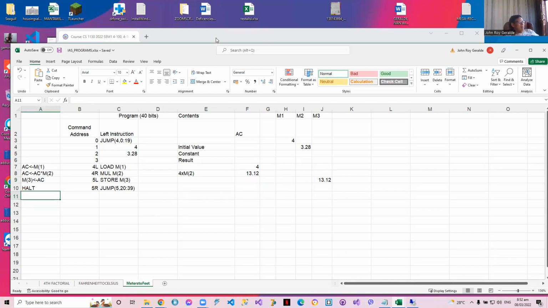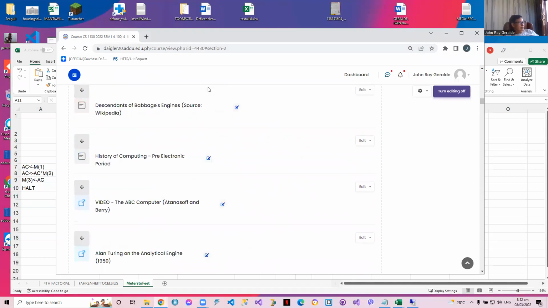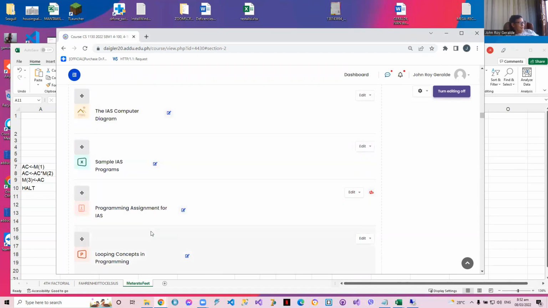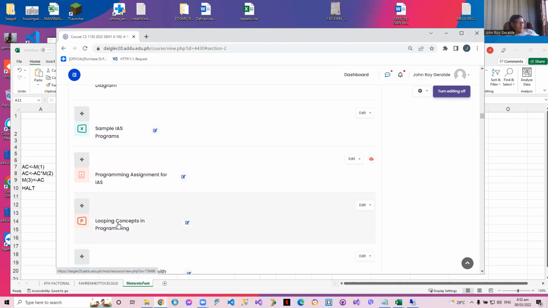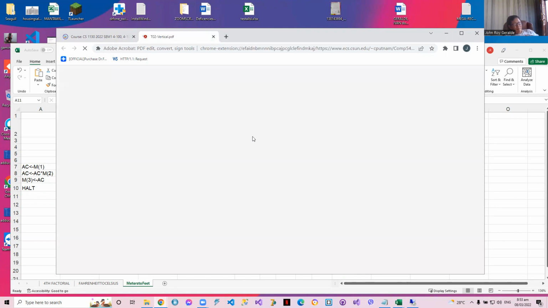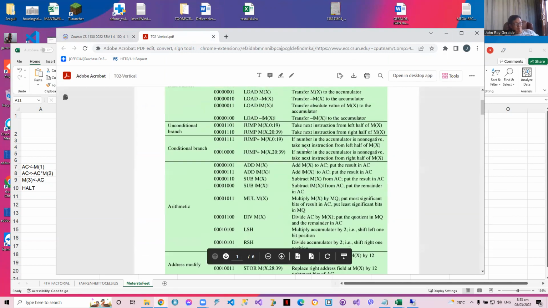Okay, our next problem is looping. Okay? Ang next problem natin, looping. So, before we look at the fourth factorial with loop, we look at looping concepts in programming kasi there's no direct equivalent for CB. Baligtad nga yung CB ng ano no? Do you follow? The CB and the jump, okay, and the jump of the IAS are not the same. They are the converse. Baliktad yung effect.